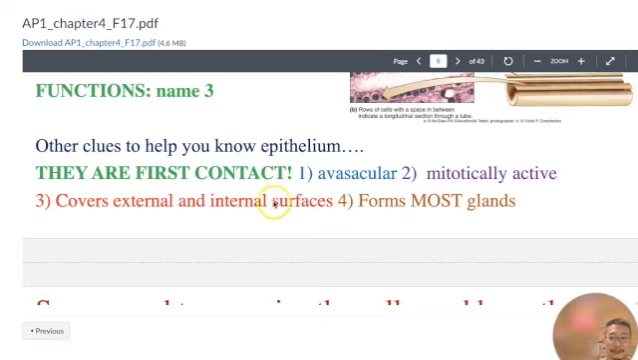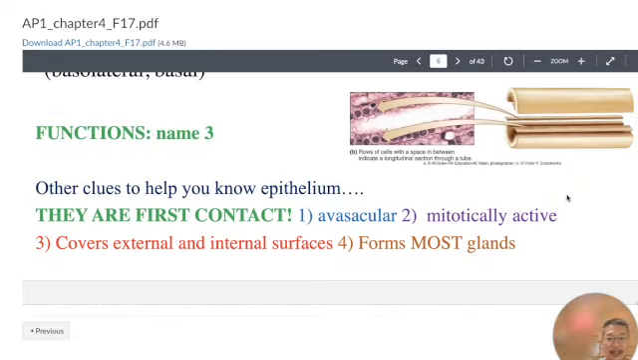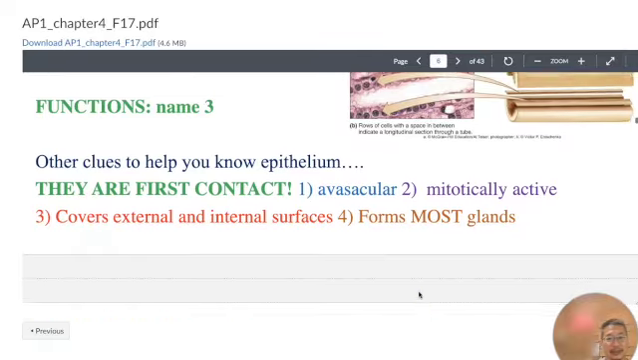Oh, here they are. Okay, avascular, a lot of mitotic activity, mitosis we talked about. It's cell reproduction, so it's rapidly dividing, covers outside and inside organs, and then it forms most of the glands.